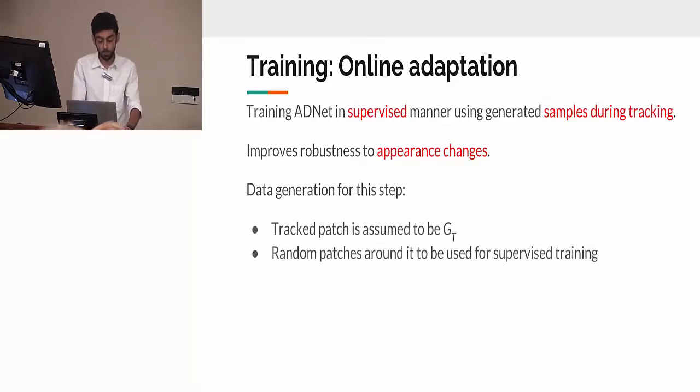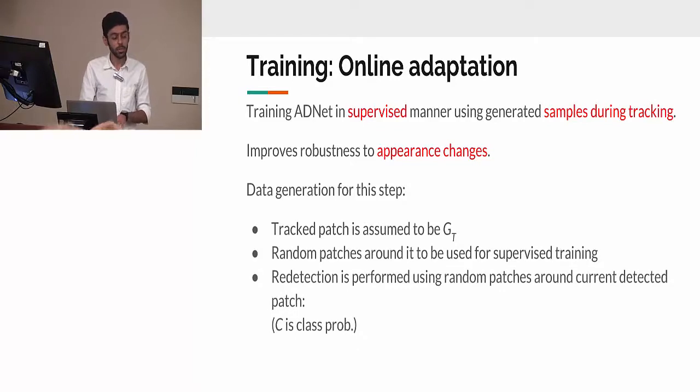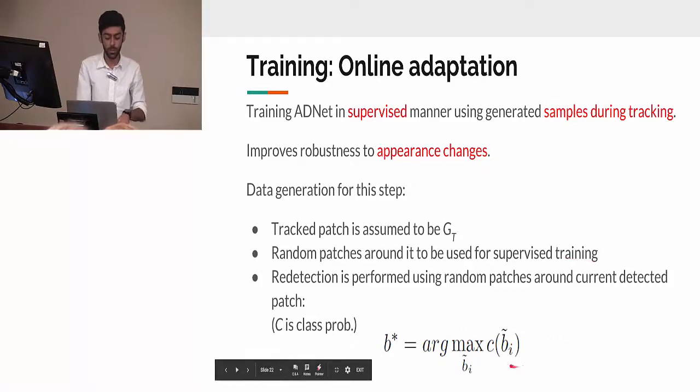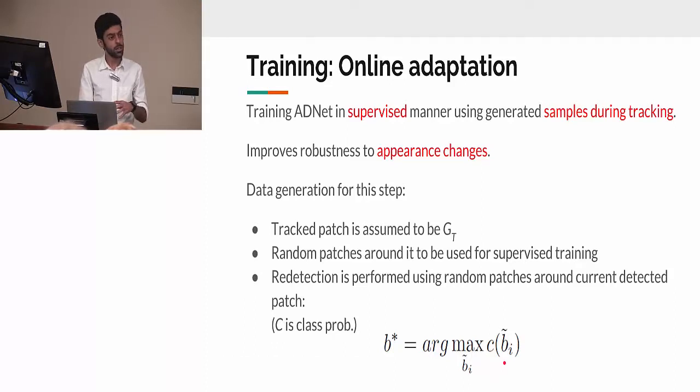The thing is that in case the reinforcement learning algorithm fails to find the object at a given frame, they try to redetect the object using some patches around the location proposed by the reinforcement learning, and calculate its classification probability of being either background or foreground. So if the reinforcement learning fails here, then they search around it and find the very exact location of the object, and then do the supervised step again.